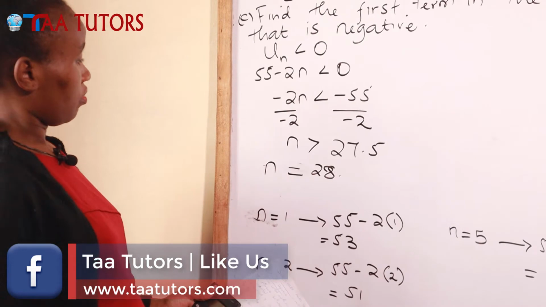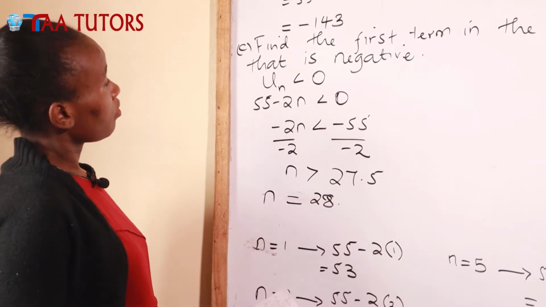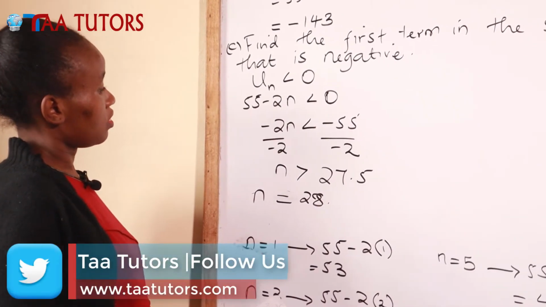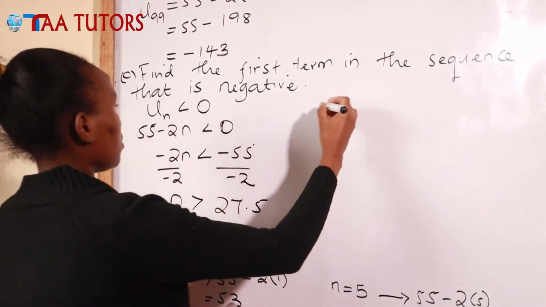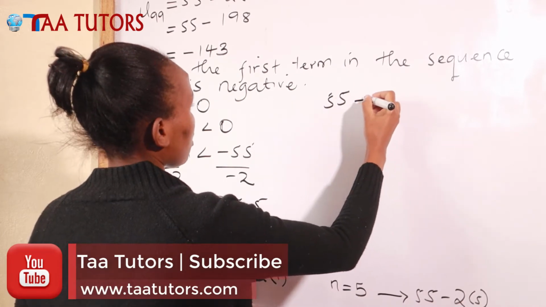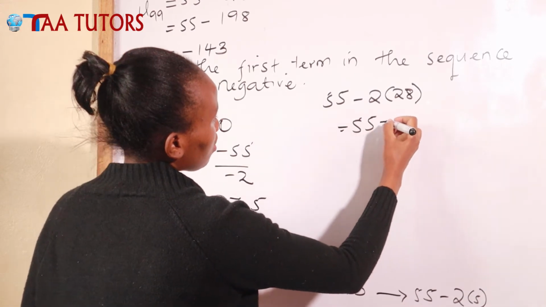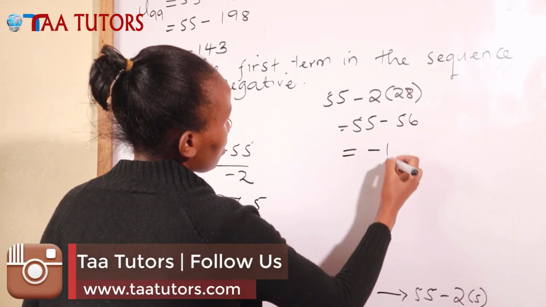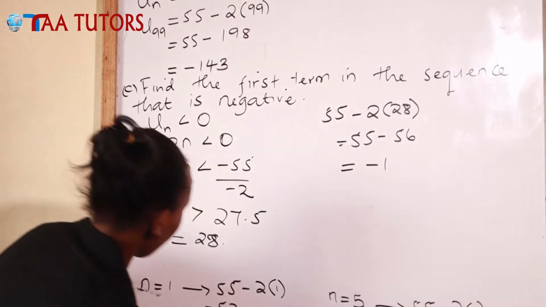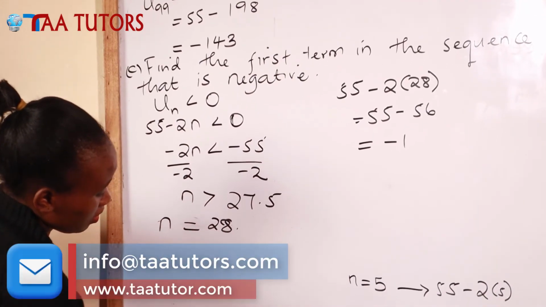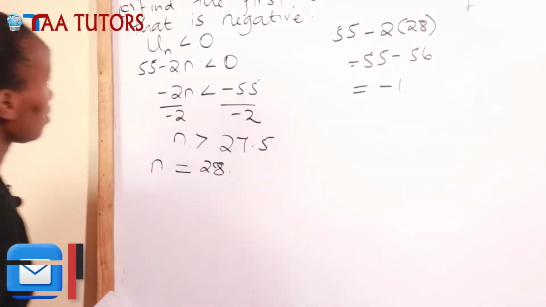So if our n is 28, the question was to find the first term in the sequence that is going to be negative. Now that we have found our n is 28, we are going to substitute in the sequence. So this is going to be 55 minus 2 into 28. This is 55 minus 56. So the first term that is going to be negative is negative 1. And that's how you work out part C of the question.